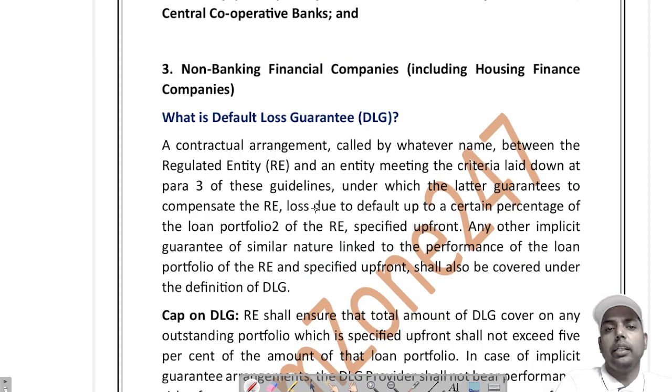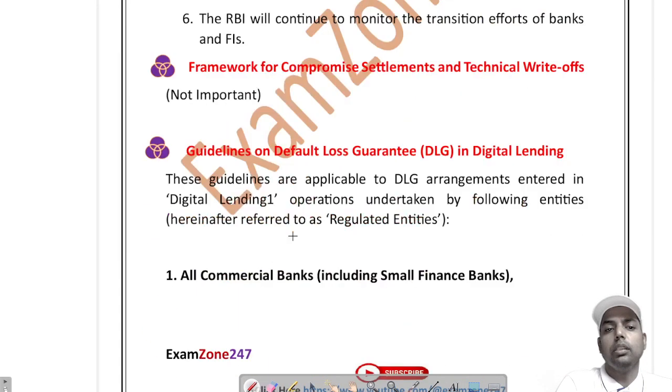Default loss guarantee. Guidelines on default loss guarantee in digital lending. Do you know that in a number of advertisements you see digital loan, instant loan, like these things? So these are digital lending formats. Default loss guarantee guidelines have been issued for digital lending.